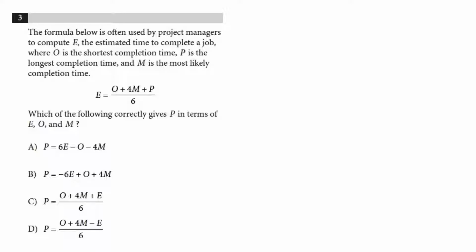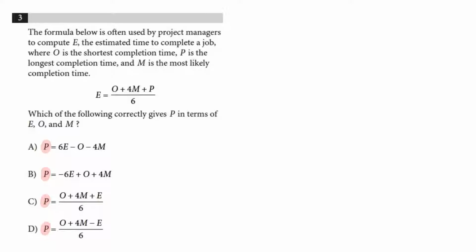3. The formula below is often used by project managers to compute E, the estimated time to complete a job, where O is the shortest completion time, P is the largest completion time, and M is the most likely completion time. Which of the following correctly gives P in terms of E, O, and M? Okay, you're almost guaranteed to get a problem like this on your actual SAT. You're just solving the equation for a given variable, in this case P.